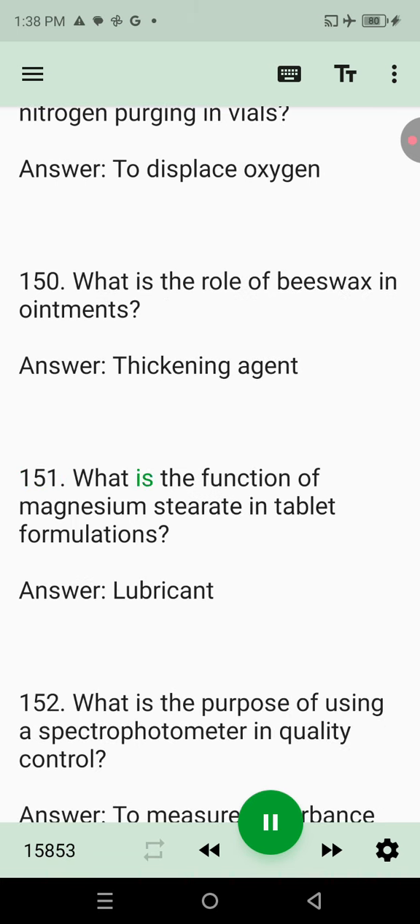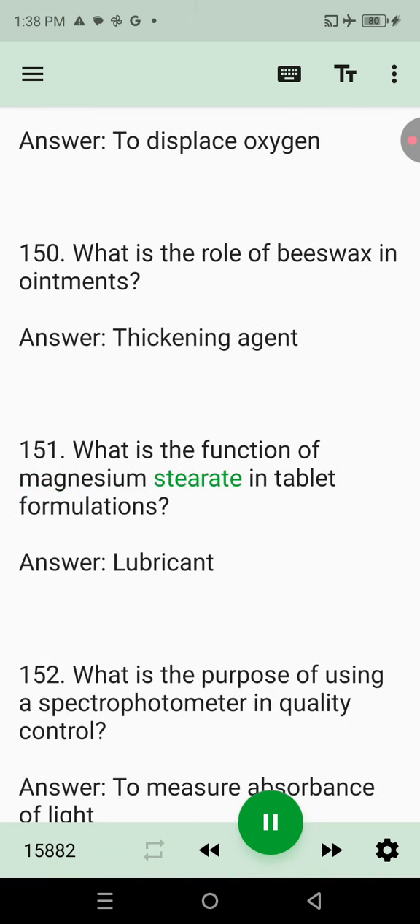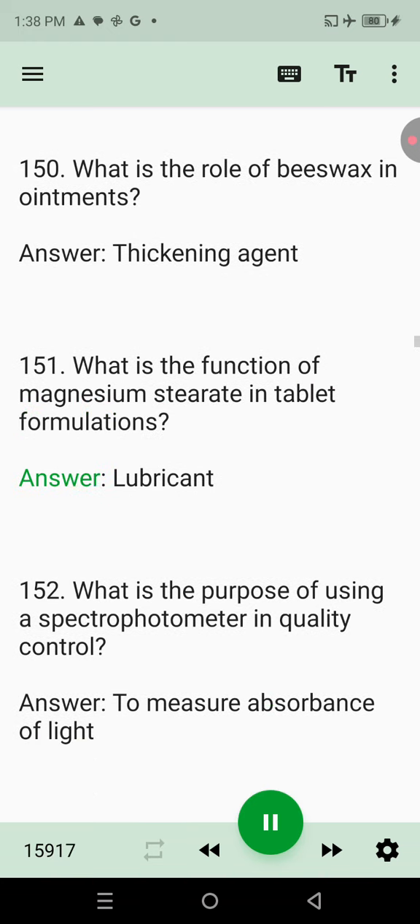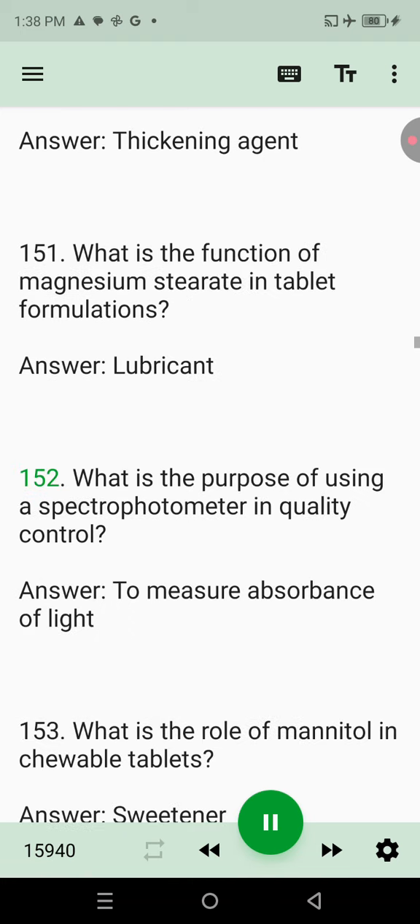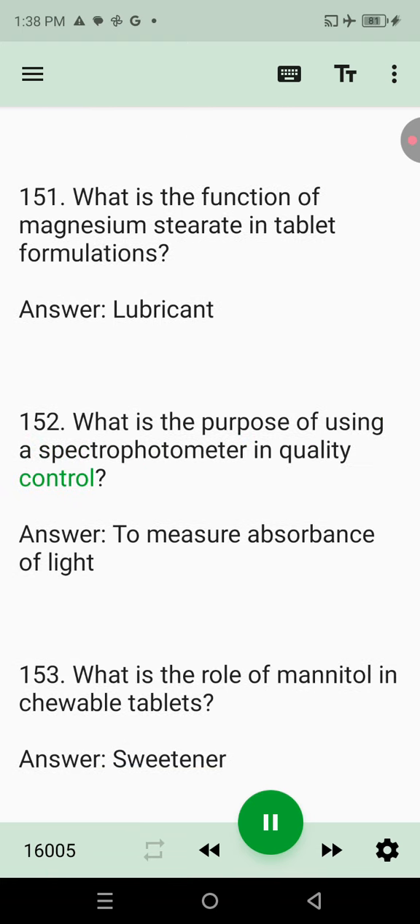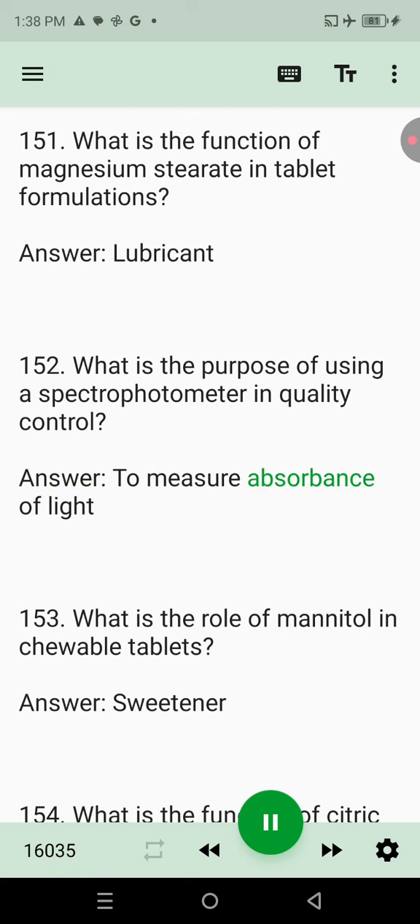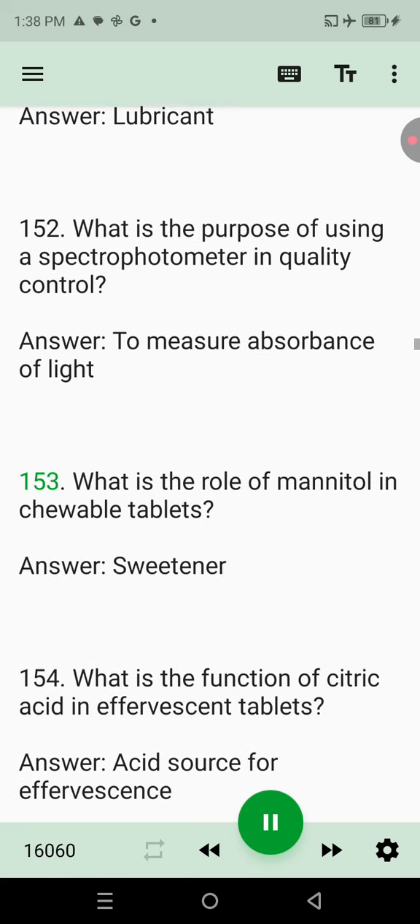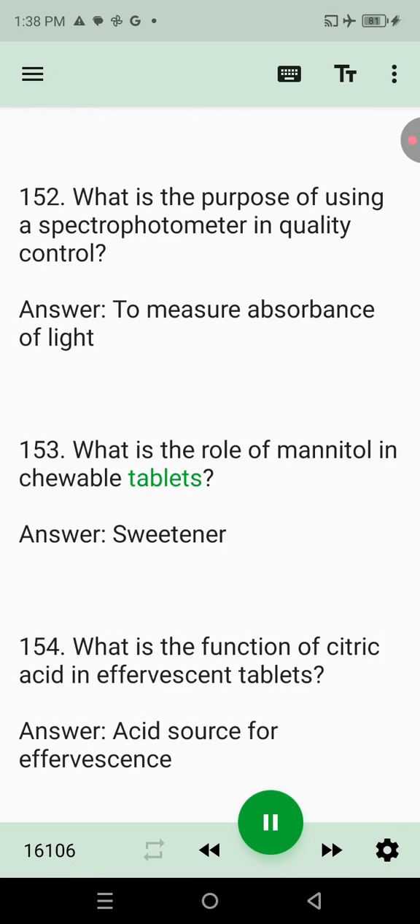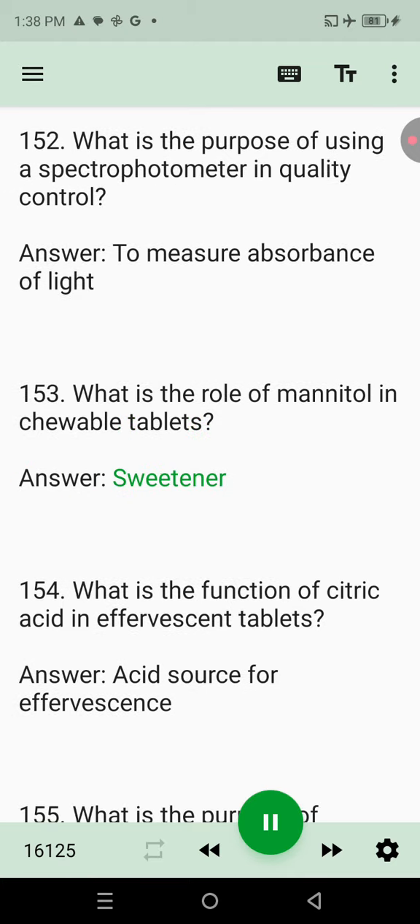151. What is the function of magnesium stearate in tablet formulations? Answer: lubricant. 152. What is the purpose of using a spectrophotometer in quality control? Answer: to measure absorbance of light. 153. What is the role of mannitol in chewable tablets? Answer: sweetener.